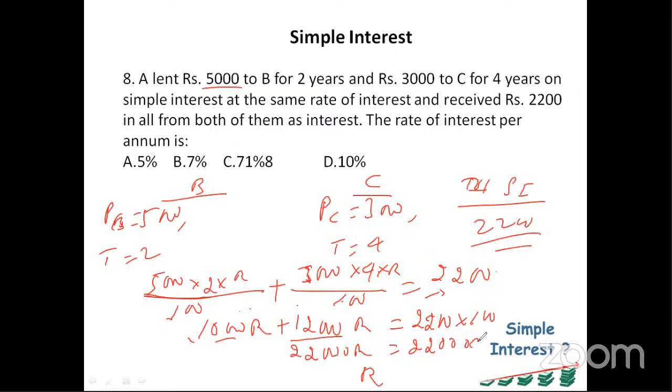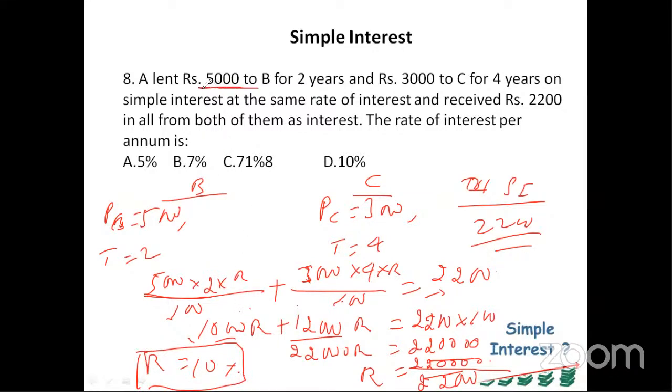R is equal to this side, it becomes 22 followed by 4 zeros divided by 22 followed by 3 zeros. So everything gets cancelled. We get R is equal to 10%. Okay, so rate of interest is 10%. How did we get this? Let me just repeat it for you.